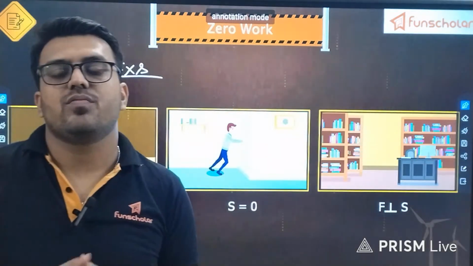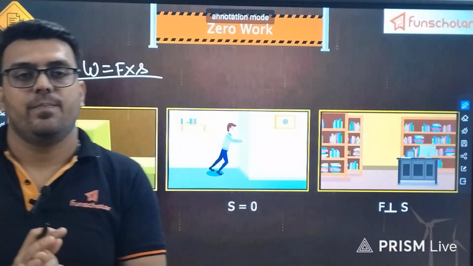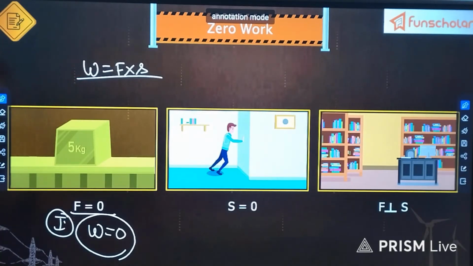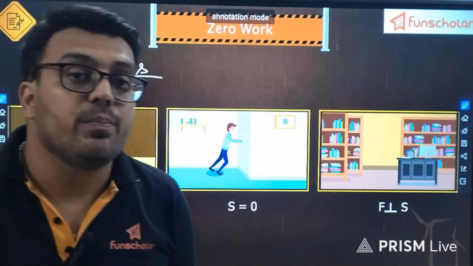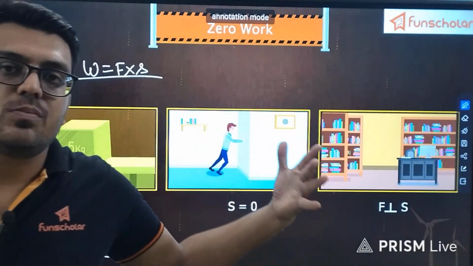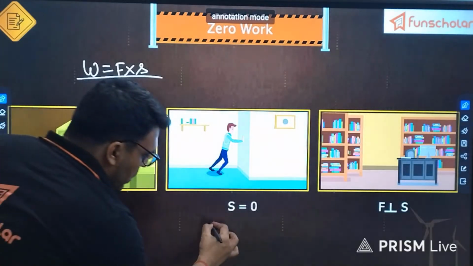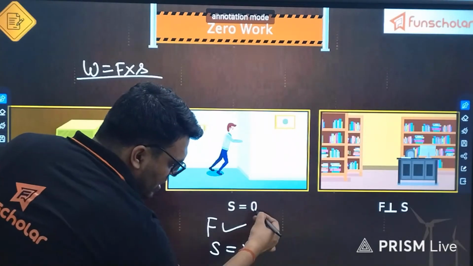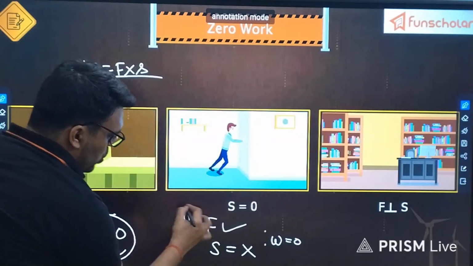So the first scenario of zero work done is zero force applied, or no force applied. What is the second case? I am pushing hard on this wall, I am pushing hard on this panel, but this panel will not move. Despite giving the force, if displacement is absent, then the work done will be zero. So here the force is there, but the displacement is absent. It is zero. So the work done will always be zero.